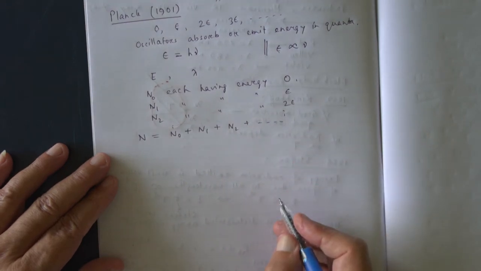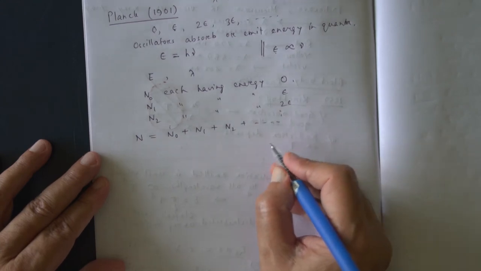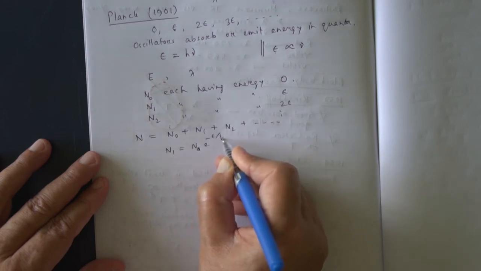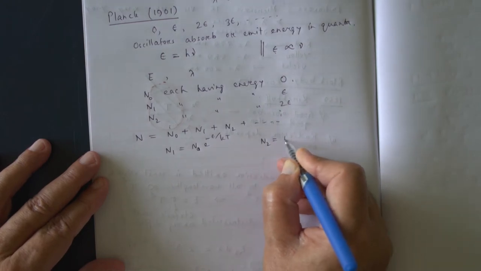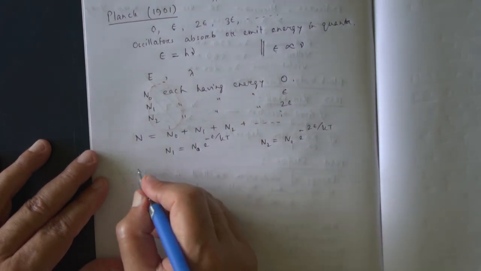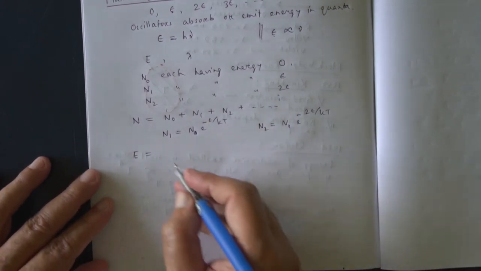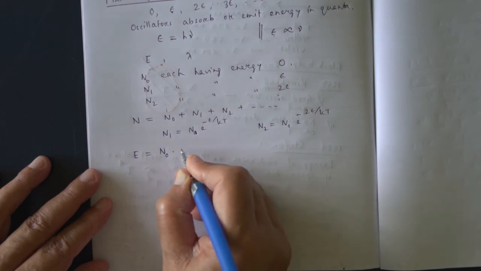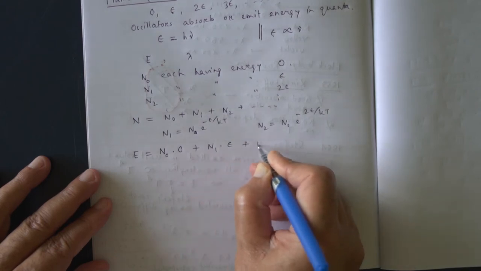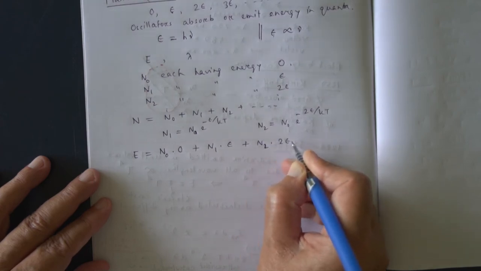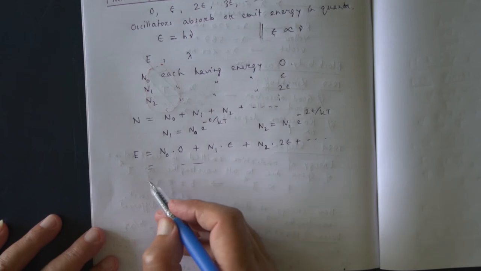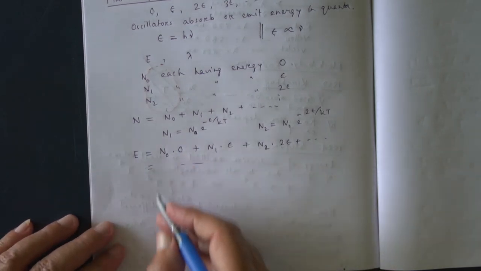And here the Boltzmann relation is used. What is the Boltzmann relation? n1 equal to n0 e to the power minus epsilon by kT, or n2 equal to n0 e to the power minus 2 epsilon by kT, and so on. Then what is the total energy emitted? There are n0 oscillators, each having energy zero, n1 oscillators, each having energy epsilon, n2 oscillators, each having energy 2 epsilon, and so on. In this way, average energy was calculated, and ultimately we got Planck's formula.